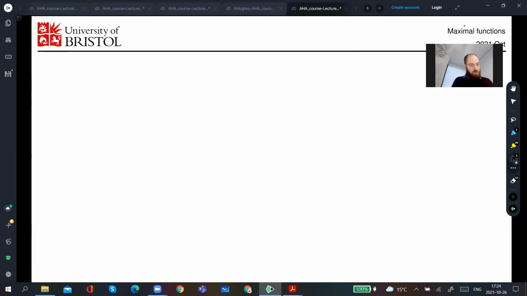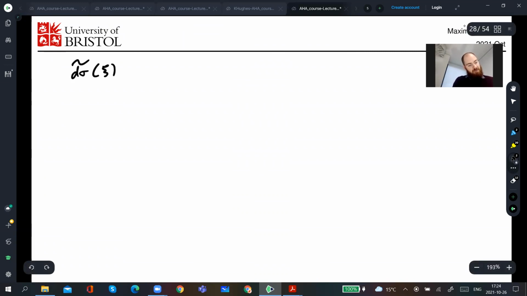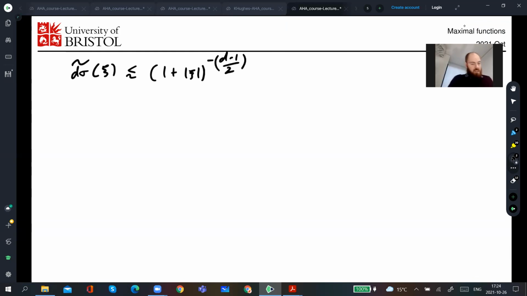Okay, so just to remind everyone, I said that the Fourier transform of d sigma, when I'm not writing the one here, I just mean the unit sphere. d sigma hat of c for a point c in R^d is bounded by (1 + |c|)^(-(d-1)/2). There are two parts to this theorem. The first bound is when 1 is going to come into play, and the second bound is when |c| is going to come into play.